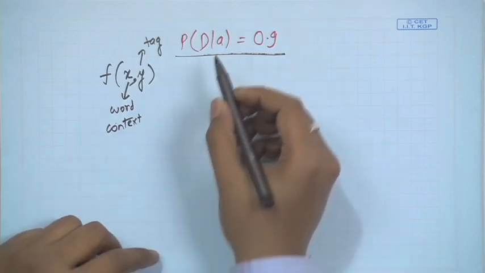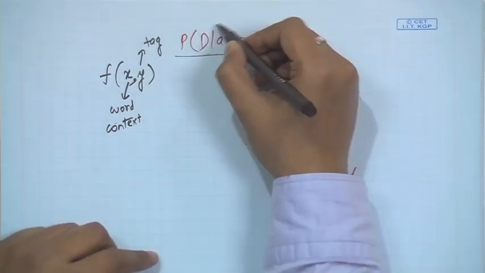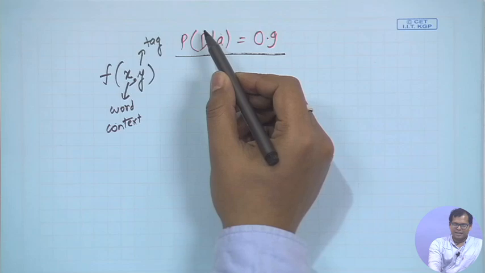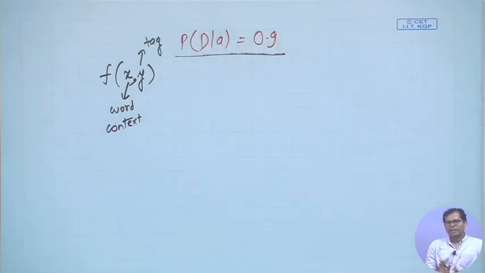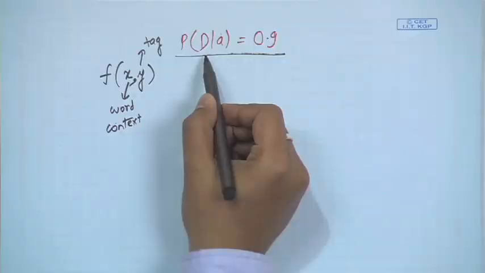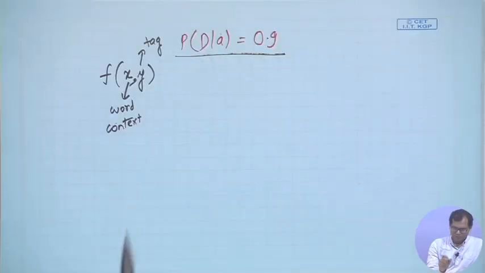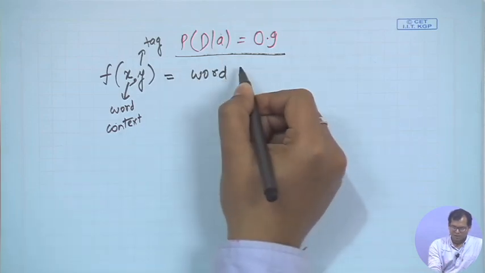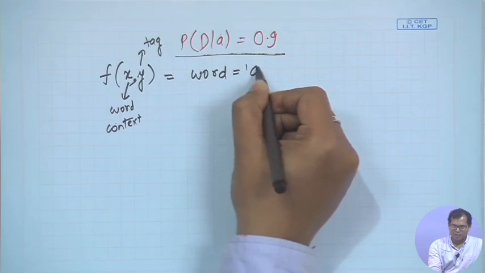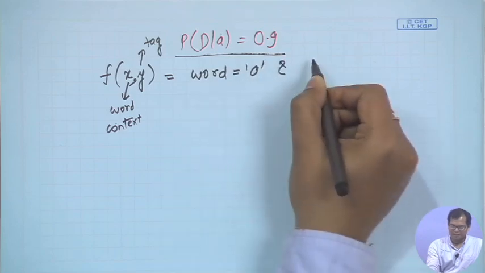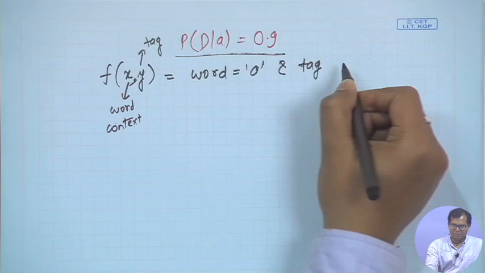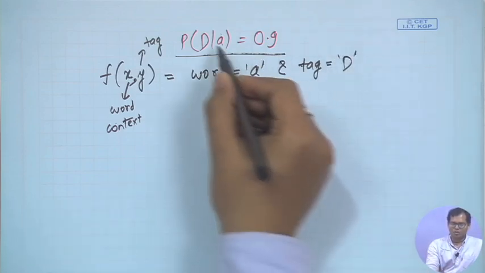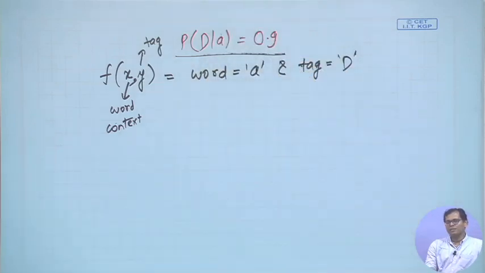Okay. So now what am I observing in this particular example? I am observing that when the word is A, then the tag that I give is D with a probability of 0.9. So what kind of feature will try to model this? So my feature should be f(x,y). So I can use a feature word, that is my x, is equal to A, and tag, that is my y, is equal to D. Okay. So that encodes both A and D that I am observing in this empirical data.